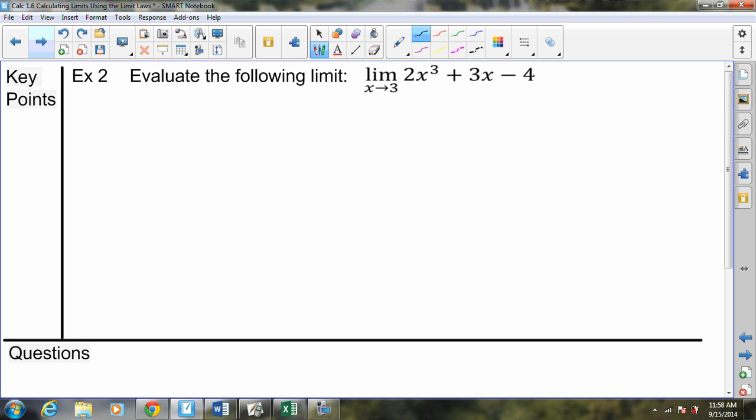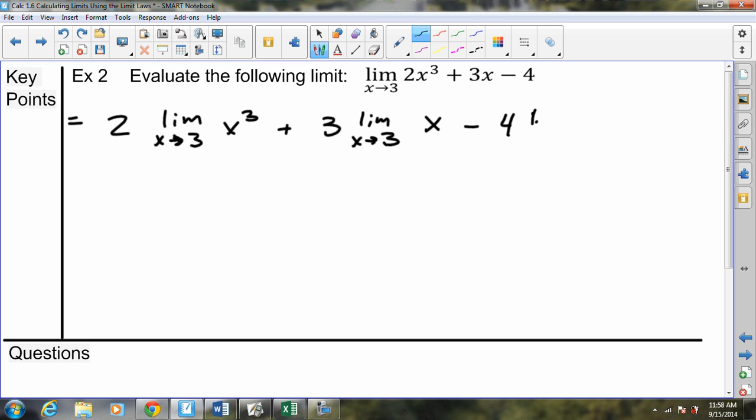But officially, what this piece is telling us is that we could factor out the 2. So we would have 2 times the limit as x approaches 3 of x cubed plus 3 times the limit as x approaches 3 of just plain x. Then we'd have to subtract 4 times the limit, as x approaches 3, of the constant 1.